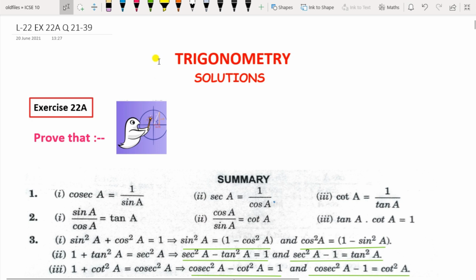Here we are going to solve some prove that questions of exercise 22A of trigonometry. In the I link above, I have shared the video of the introduction to trigonometry where I have explained in detail the concept of trigonometry and some easy tricks to remember the formulas. So as to understand the solutions, you need to first go through the video.